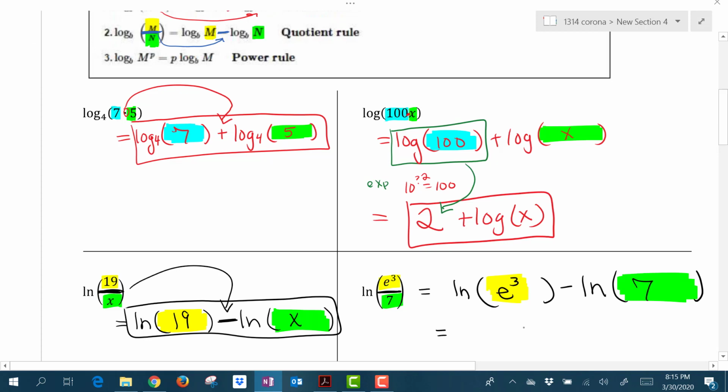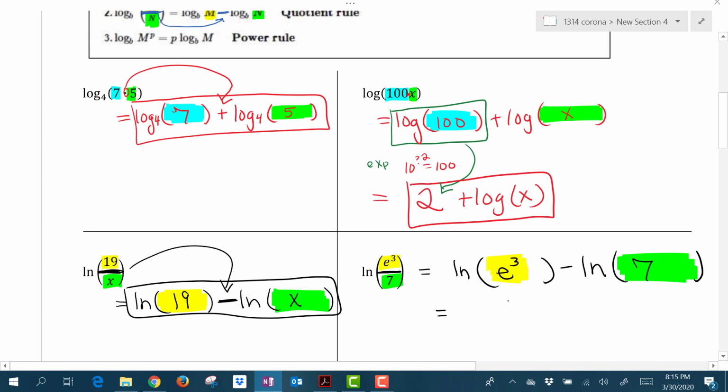Now, is there anything that we could do to simplify further? And the answer is yes. Natural log and e, the base of the log and the base of the exponential inside match. They cancel each other out. We're left with 3. There's nothing that we could do here. So we're going to simplify as much as we can without a calculator using the log evaluating log rules that we talked about in the last video.